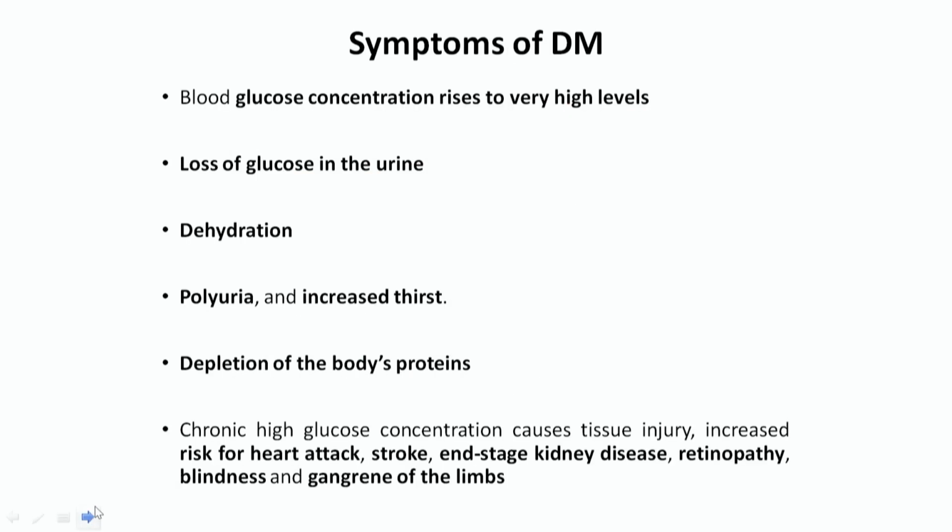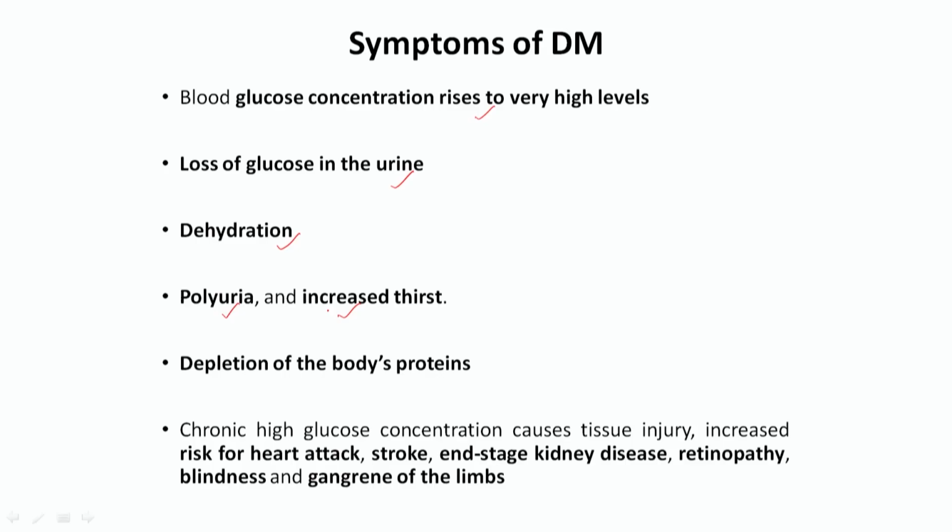So, what are the symptoms of diabetes mellitus? Naturally, the blood glucose will be very high. There will be loss of glucose in the urine. There will be dehydration. There will be polyuria and increased thirst. More urine formation will take place, and if more urine is lost from the body, the animal or person will feel thirsty. So, increased thirst will be there.